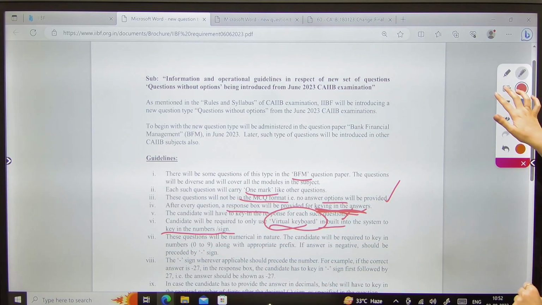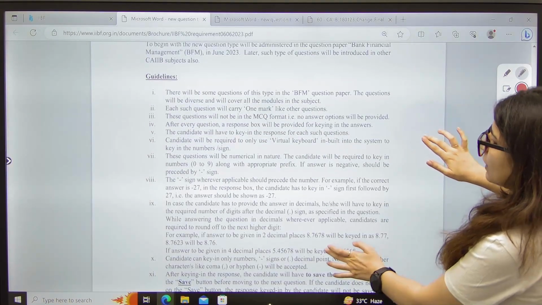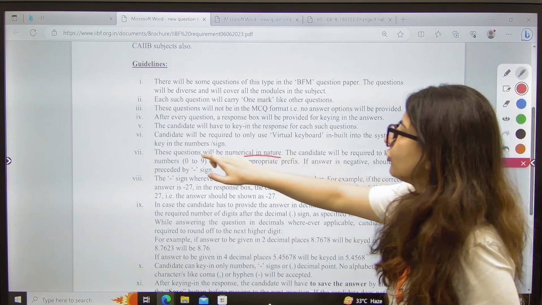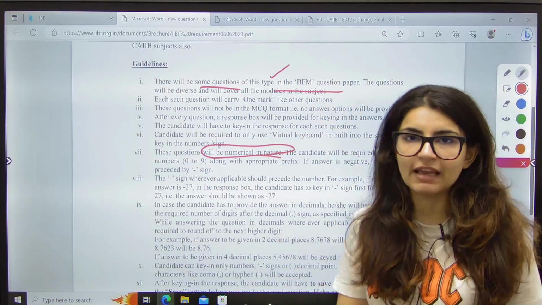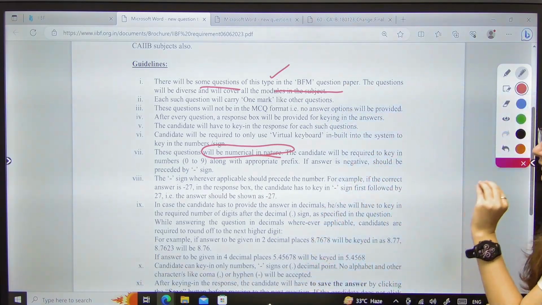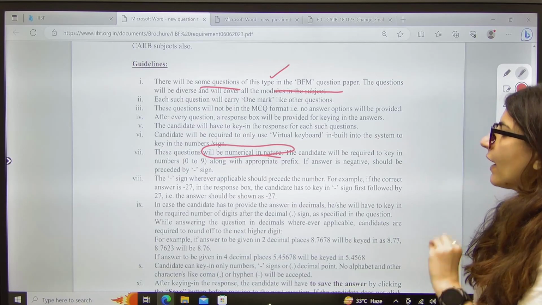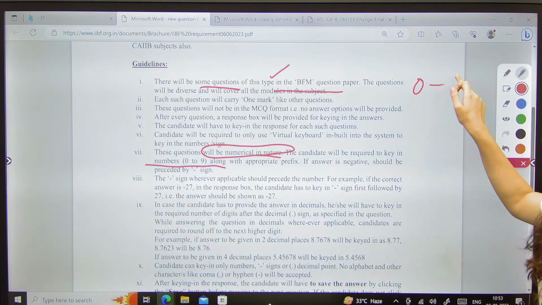The questions will be numerical in nature. A very important information: the questions will be numerical in nature. So this has been introduced only in numerical questions. Some questions of this type in the BFM paper, only numerical questions. Now, these questions will be numerical in nature. The candidates will be required to key in the numbers 0 to 9. So you can add numbers 0 to 9.